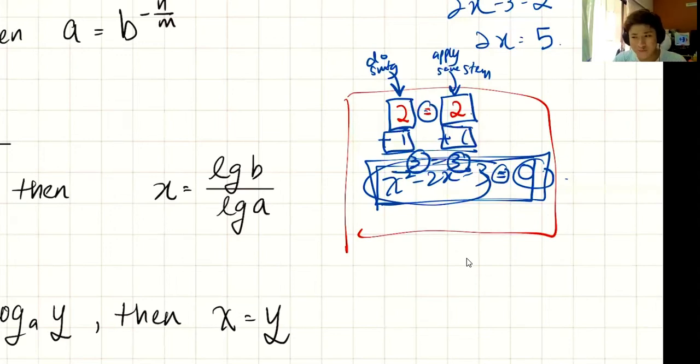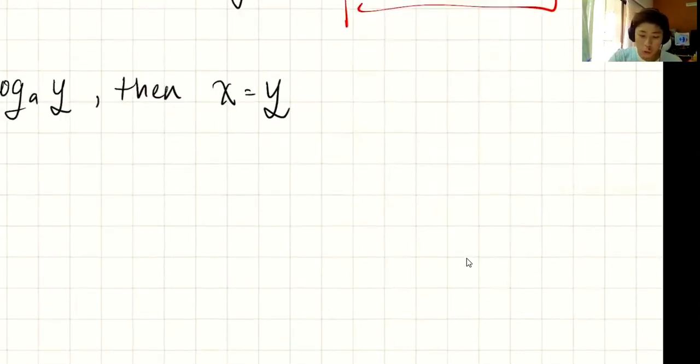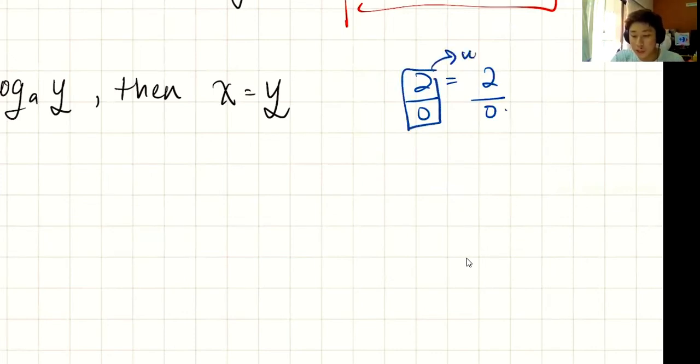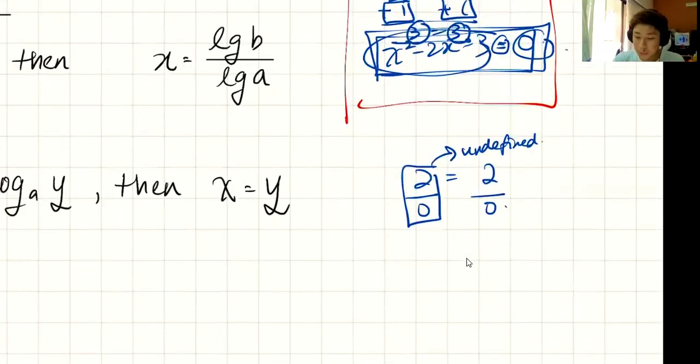Some of the extreme cases, some of the cases you cannot actually do that. For example, if I have 2 is equal to 2, can I divide by 0 on both sides? Well, you cannot divide by 0, because it will leave you an undefined answer. All right? Okay, this is understandable.